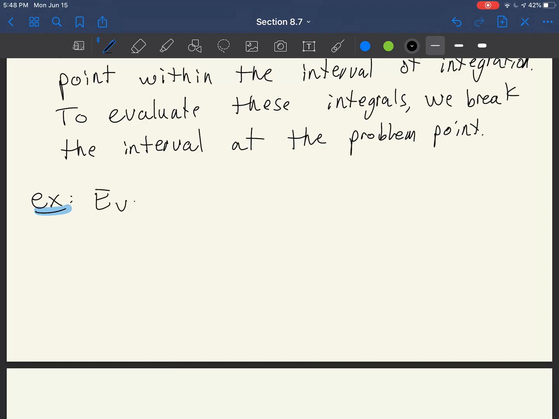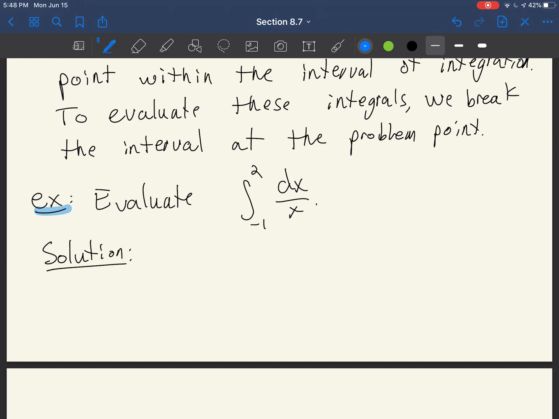Okay, let's see an example of this, the easiest way to see what I mean. So evaluate the integral from negative 1 to 2 of dx over x.